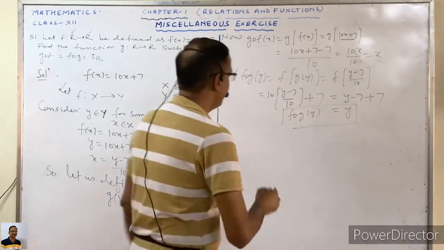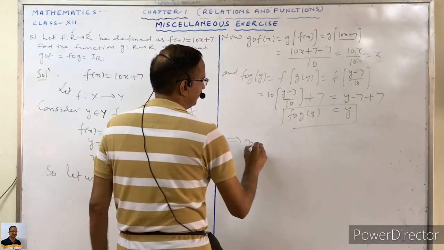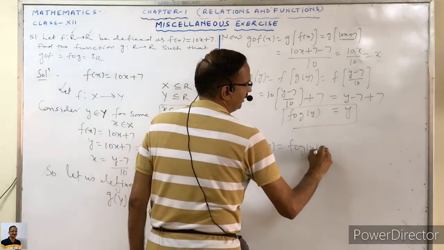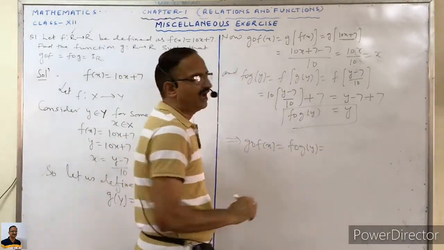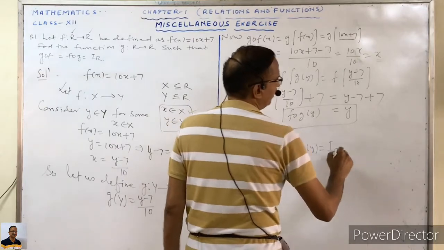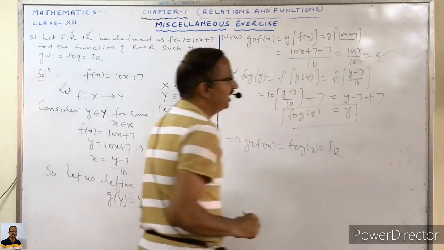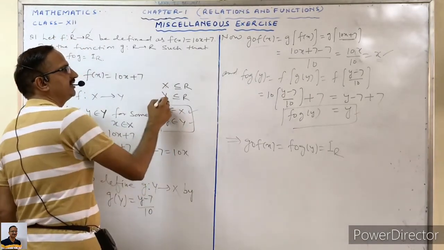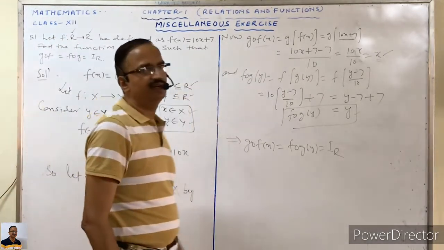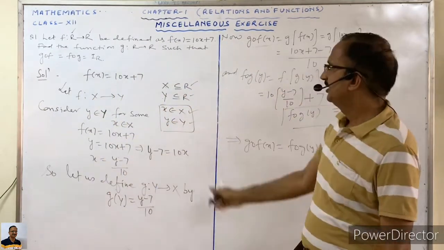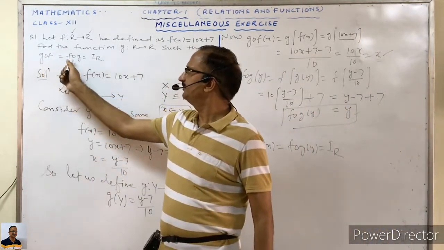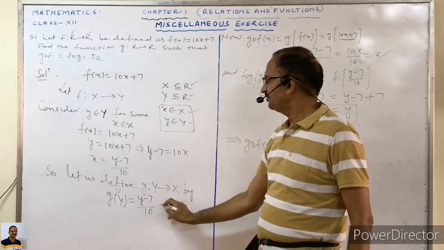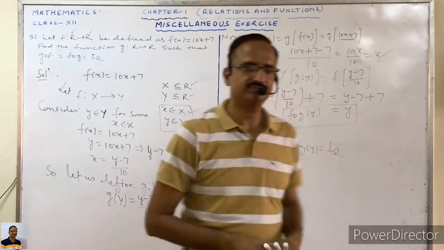So we can say that this implies that GOFX or FOGY equals IR, because both these are real numbers. X and y belong to x and y, which are the subsets of real numbers. So in this way we have proved that GOF and FOG equal IR, and the function g is (y minus 7) by 10.